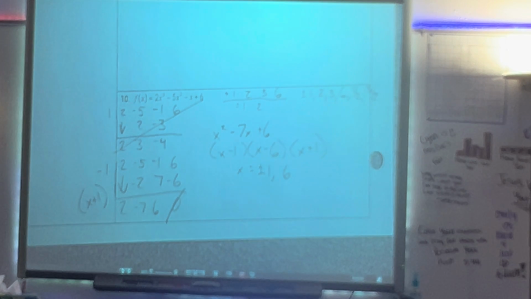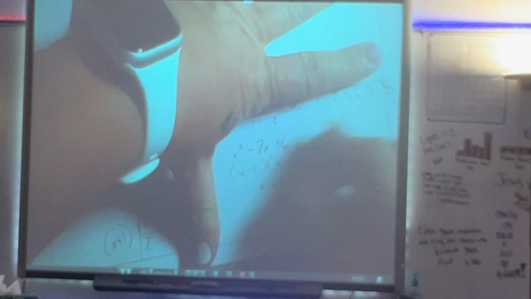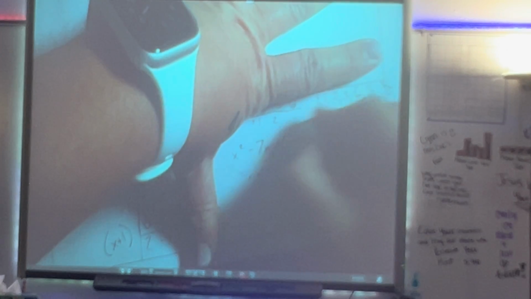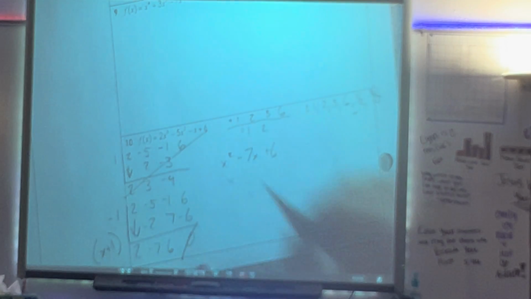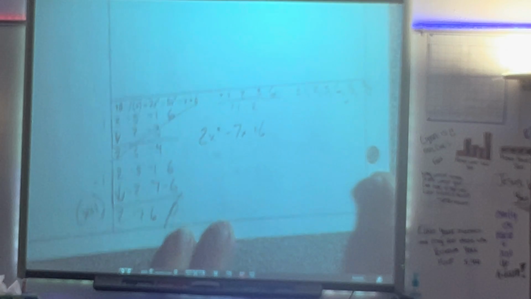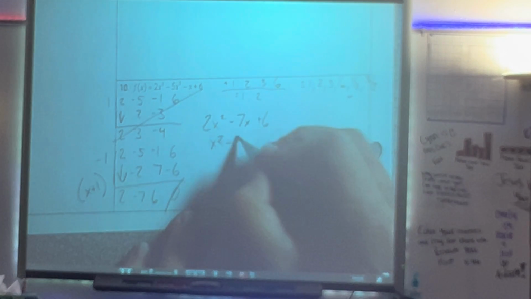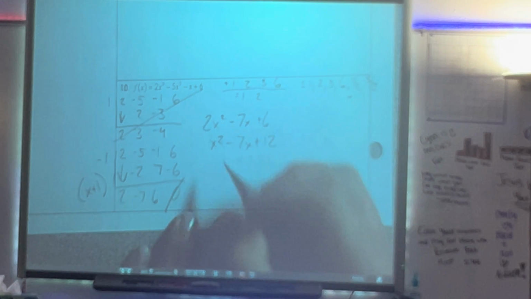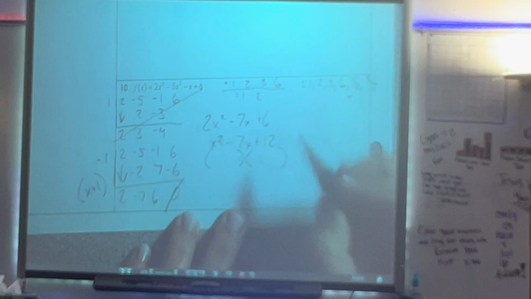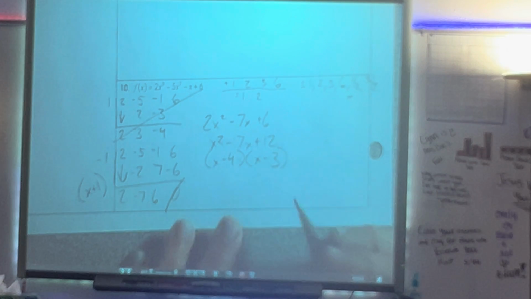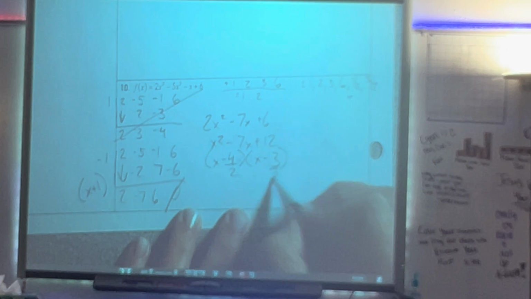Oh no, I factored that wrong. Y'all didn't catch me. Lily, you usually catch me. There should have been two there. I just now saw it. Sorry, y'all. My fault. There should have been two there, which would have meant x squared minus 7x plus 12. I'm sorry. Minus 4 and minus 3. And then pull the 2 back out.